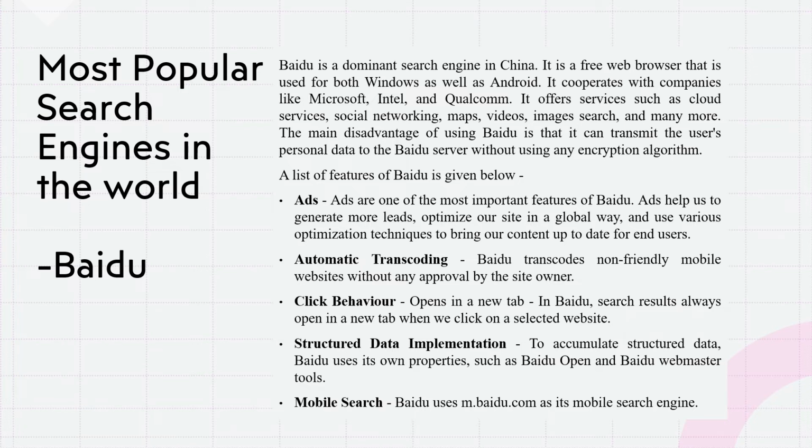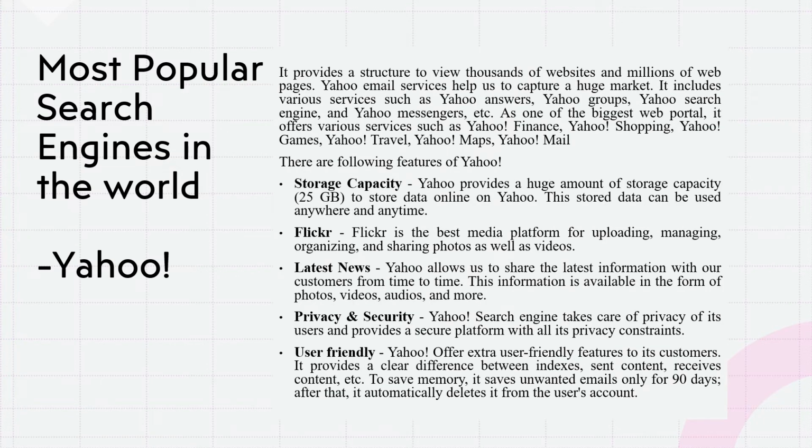To accumulate structured data, Baidu uses its own properties such as Baidu Open and Baidu Webmaster Tools. Mobile search. Baidu uses m.baidu.com as its mobile search engine. There are also some other popular search engines used in the world which are covered in your syllabus.